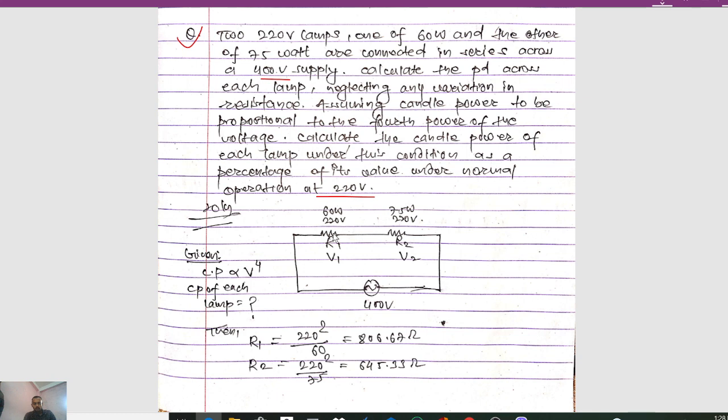So here we are given, assuming the candle power to be proportional to the fourth power of voltage. Fourth power of voltage means the given condition is candle power varies as V to the power 4. Here we have the circuit diagram. Two resistors are placed here and a voltage source of 400 volt is given, and 220 volt lamps. Lamp L1 is 220 volt, and this is also 220 volt, and their respective powers are given as 60 watt and 75 watt.